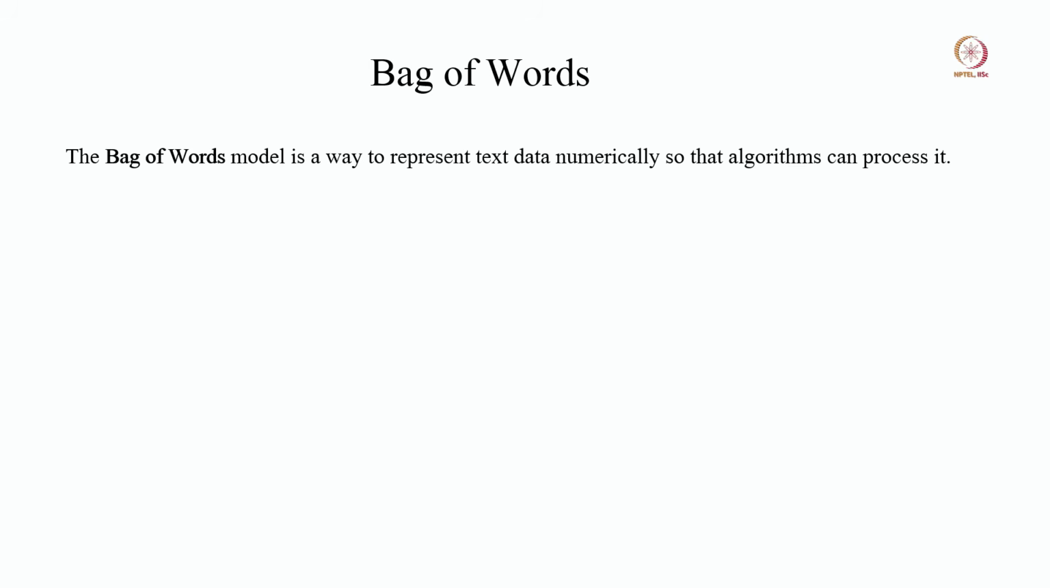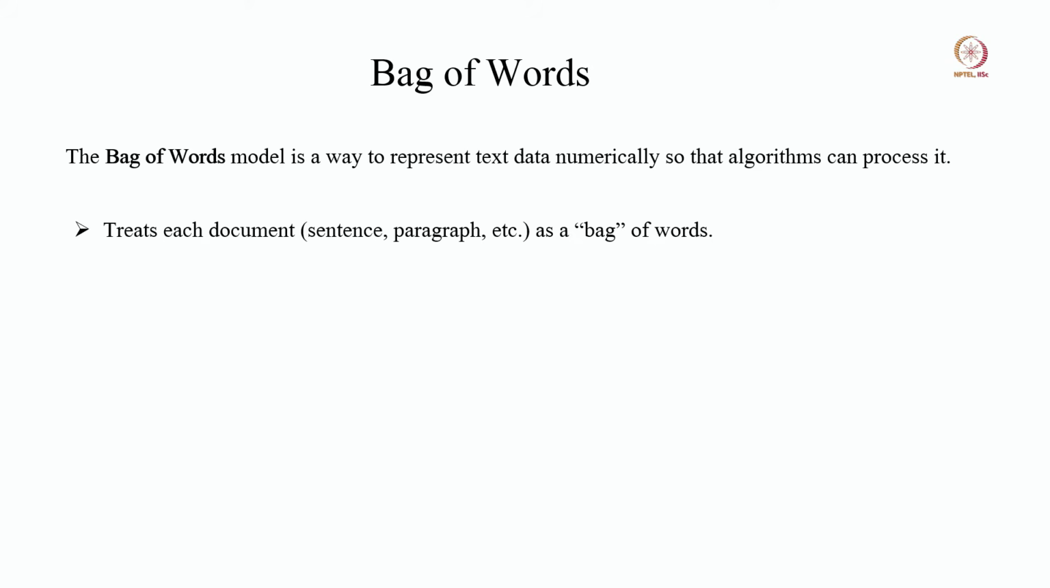Next, we move to another text representation, which is called the bag of words. What is bag of words? The bag of words model is a way to represent text data numerically so that the algorithms can process it. Once again, it is in the form of numbers we are representing the text. It treats each document, sentence, paragraph, etc. as a bag of words.